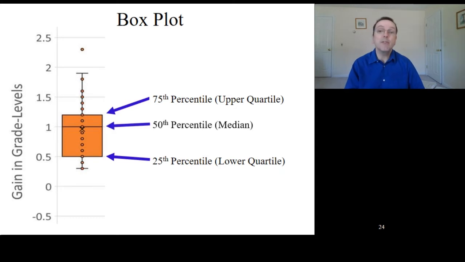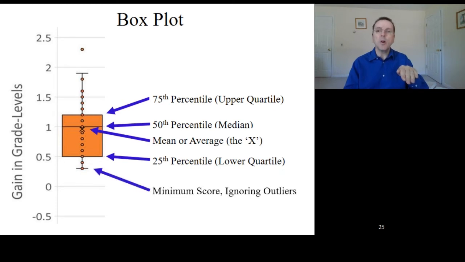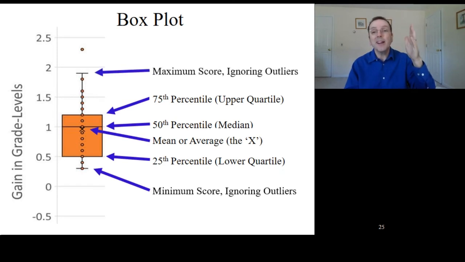You may also see the 50th percentile or median indicated with a line somewhere in the box. And you may also see the mean or average score indicated in some way, such as here it's marked with an X. Box plots will also indicate a vertical line that goes from the lowest score, typically ignoring extreme outliers, to the highest score, again, typically ignoring extreme outliers.